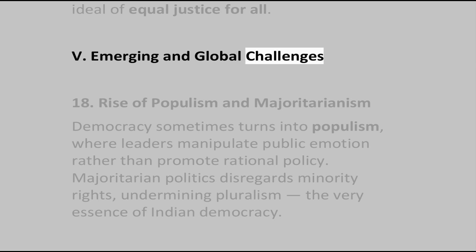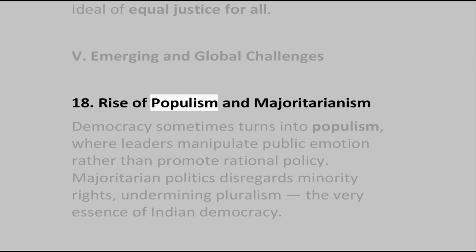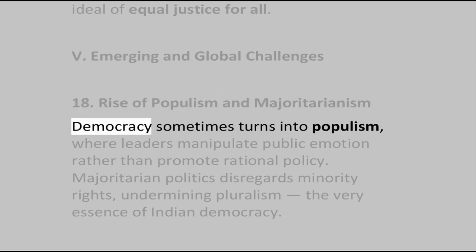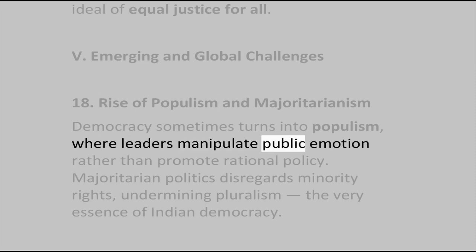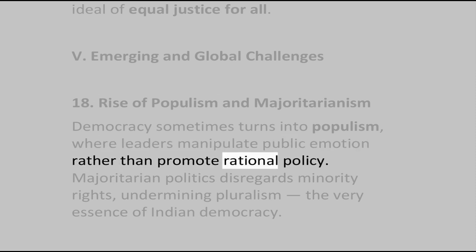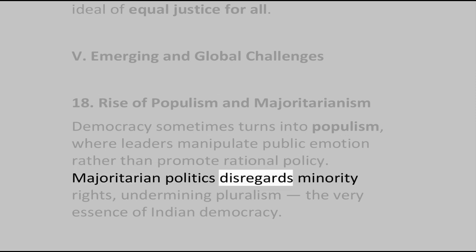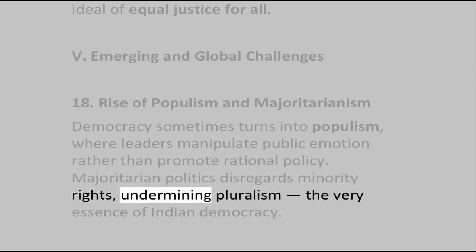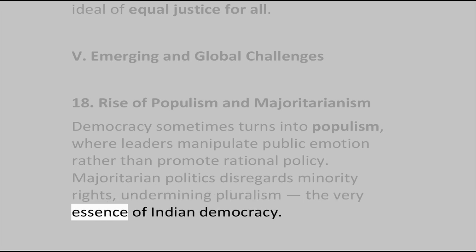Emerging and global challenges. 18. Rise of populism and majoritarianism. Democracy sometimes turns into populism, where leaders manipulate public emotion rather than promote rational policy. Majoritarian politics disregards minority rights, undermining pluralism, the very essence of Indian democracy.